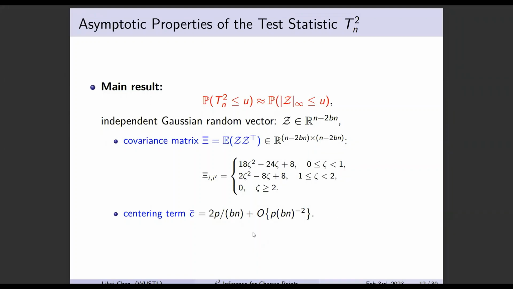And because of that, we can actually simulate Z, the random variable Z, and find the corresponding quantile. So we can determine the quantile for the maximum norm of the random vector Z based on simulation, and use that quantile to determine the test quantile for Tn squared.